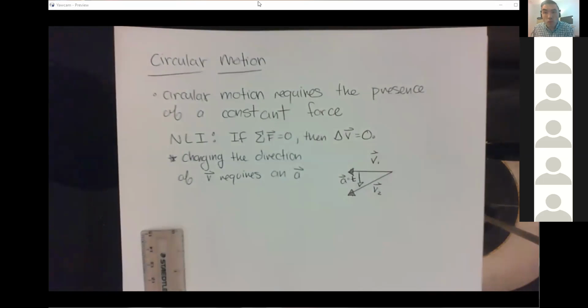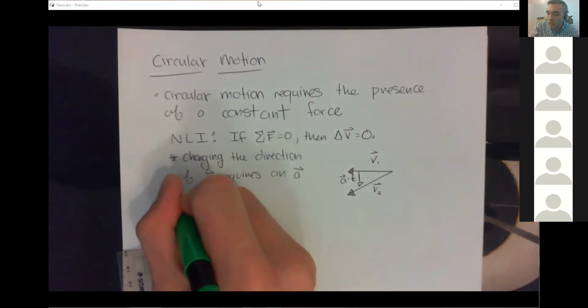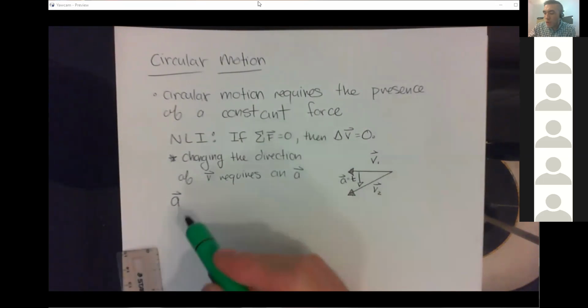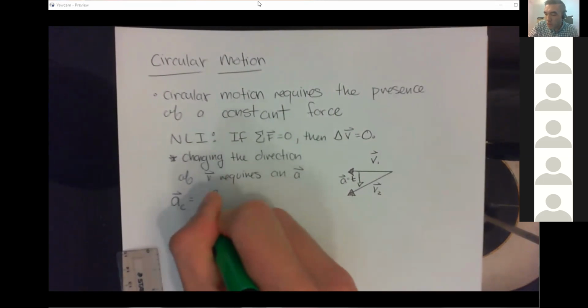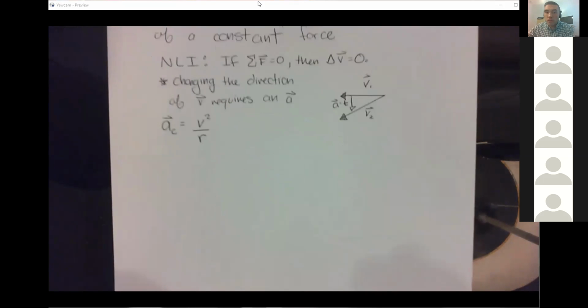To turn a vector, that requires a vector. Now, the thing that leads to this formulation is rough, so again, I'm not going to go through it, not the interesting part, but this acceleration is called the centripetal acceleration. So a sub c here is going to be equal to v squared over r, where v is the magnitude of your velocity, and r is the radius of the circular path it's traveling along.